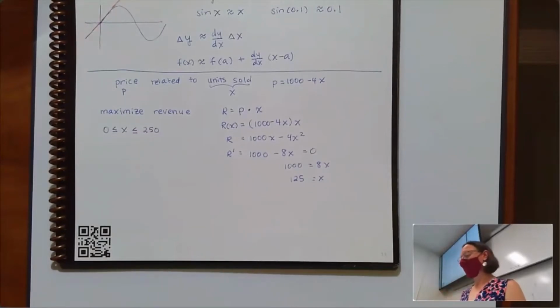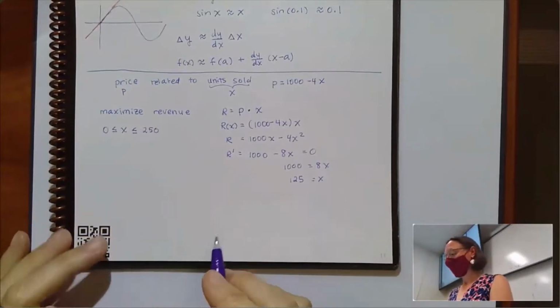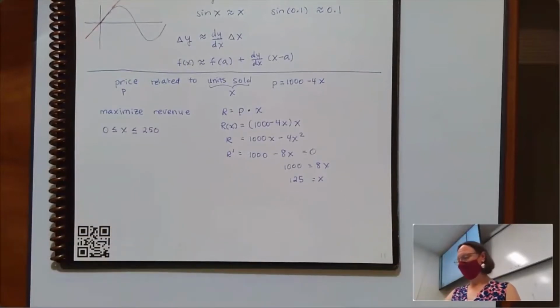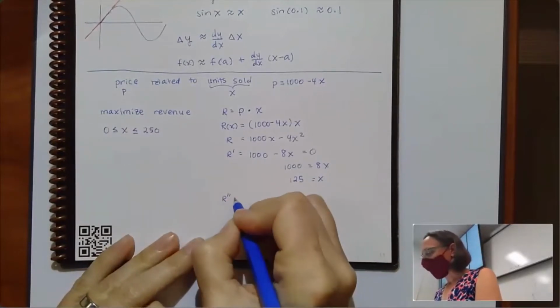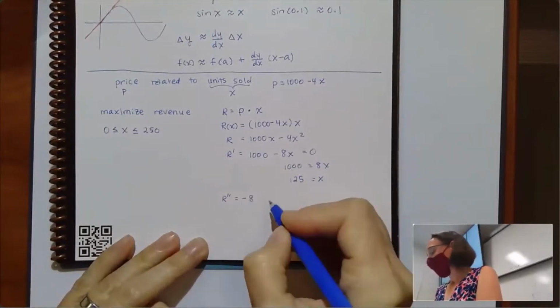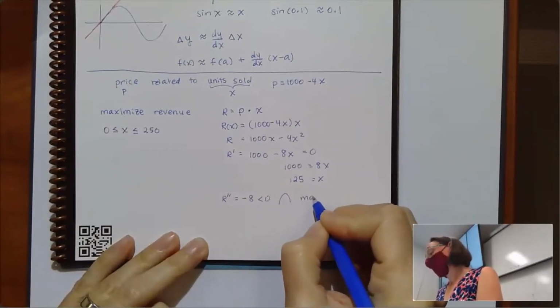But we should show that that is actually a maximum. 2 options. If I go second derivative test, then I'm going to find that second derivative of the revenue, which would be -8. That means we're concave down, so I know that it's a max.